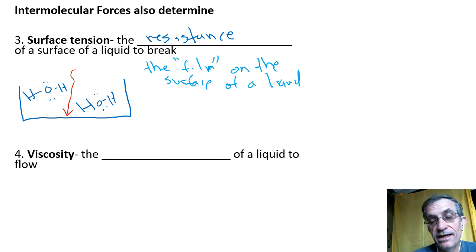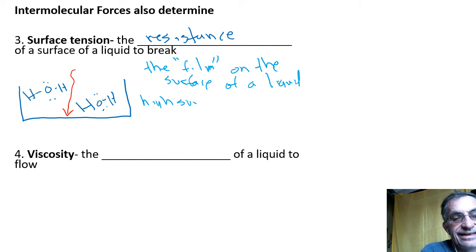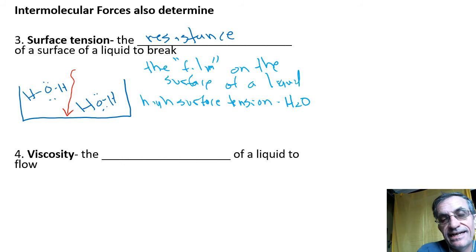Now, that film, that surface tension, can be high or low. Things with a high surface tension, like water, tell me it's got strong intermolecular forces.